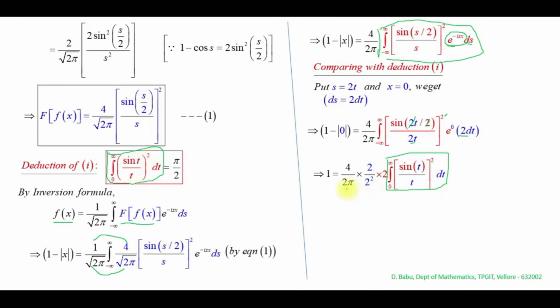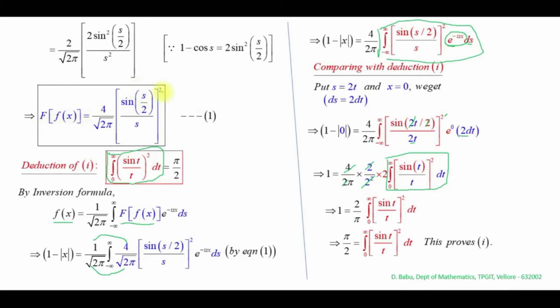So now, 4 into 2, so this 4, this 2 square get cancelled and this 2 get cancelled. So this is 2 by pi. So 1 equal to 2 by pi times 0 to infinity. Now bring this term into left hand side. We have pi by 2. So it implies pi by 2 equal to 0 to infinity sin t by t whole square dt. So this proves 1.